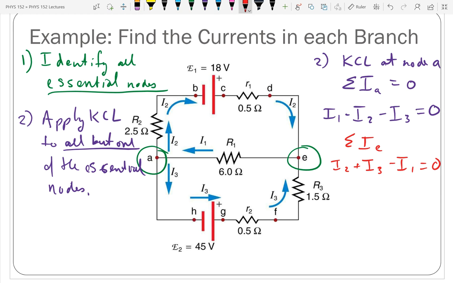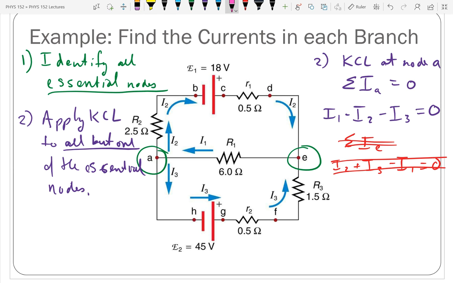What's the difference in those two equations? The minus sign. Equation 1 is minus equation 2. So they're the same information. That's why we can't use both. So I'm just going to not use this one. I'll cross it out because it's identical to the one above. Okay, so we've applied Kirchhoff's current law to all but one.